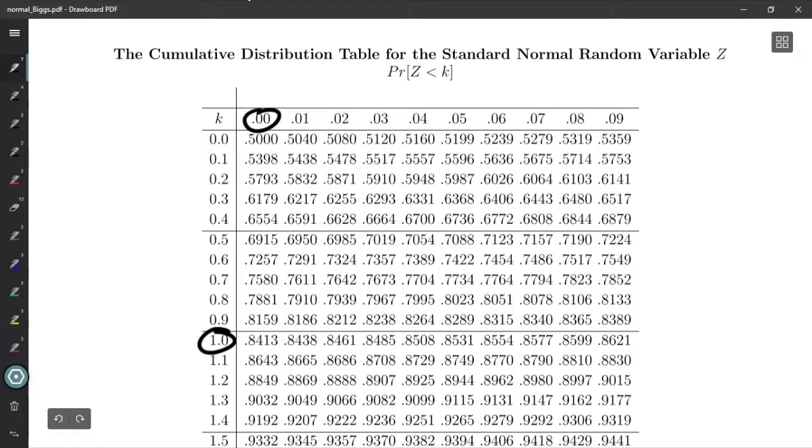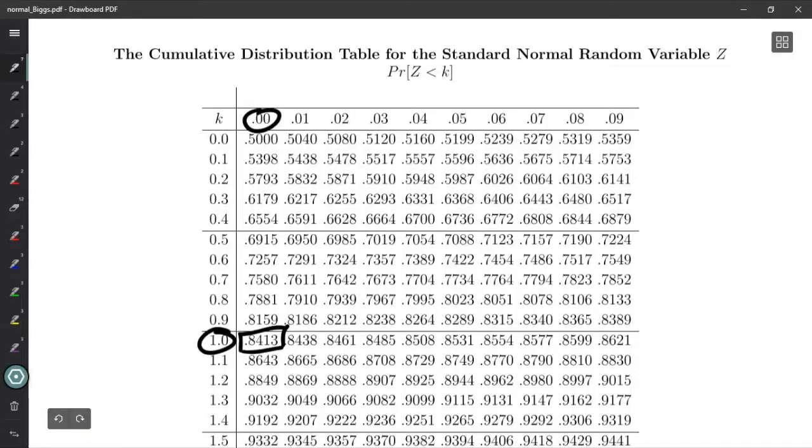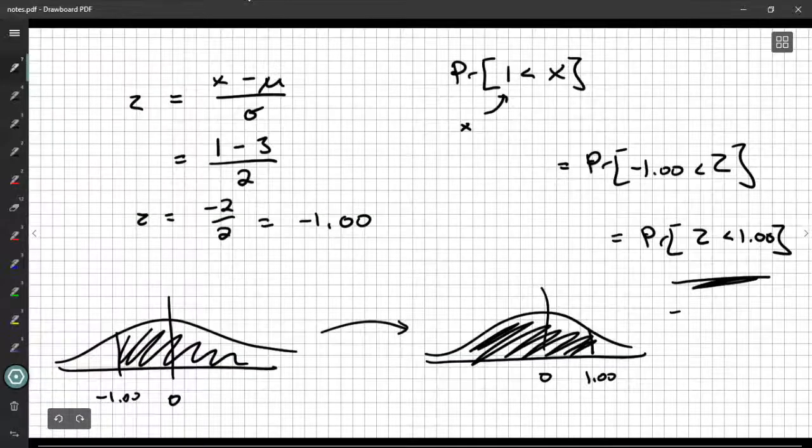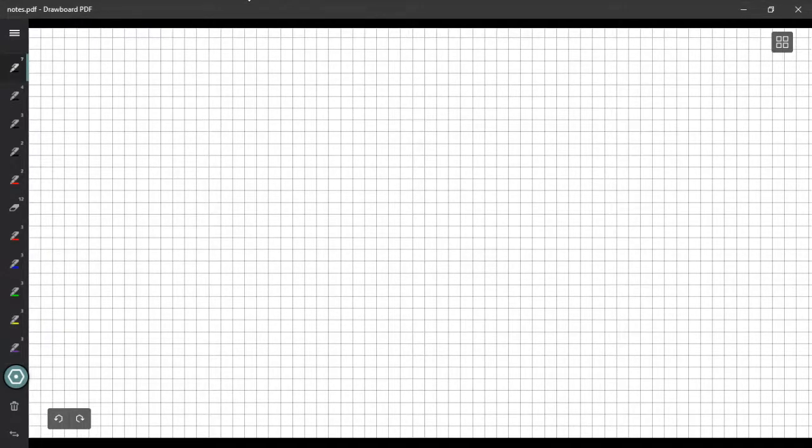1.0, and the hundredths digit is 0, so 0.8413. Oops, wrong one. So this is 0.8413.